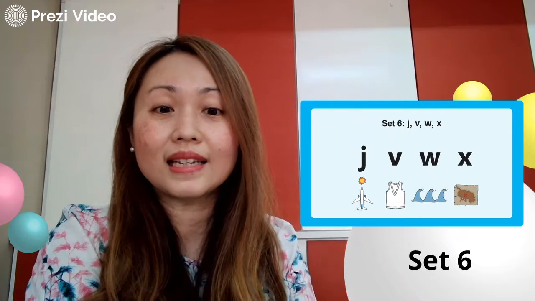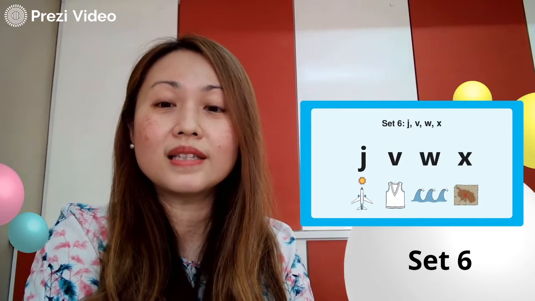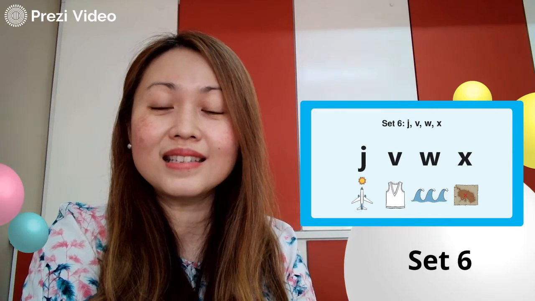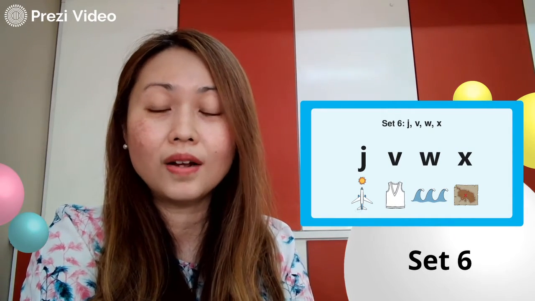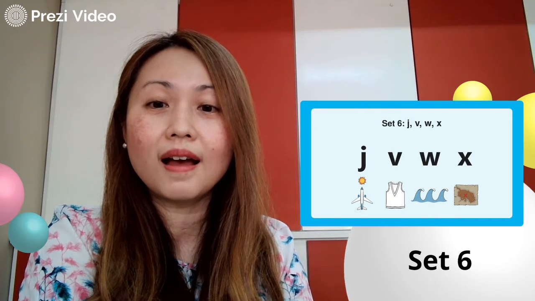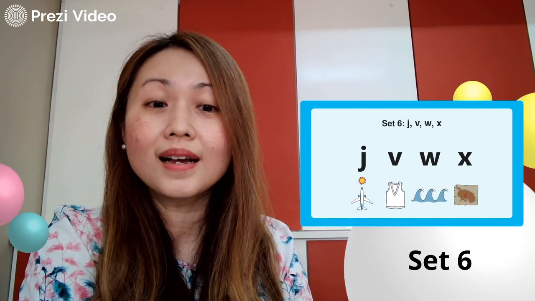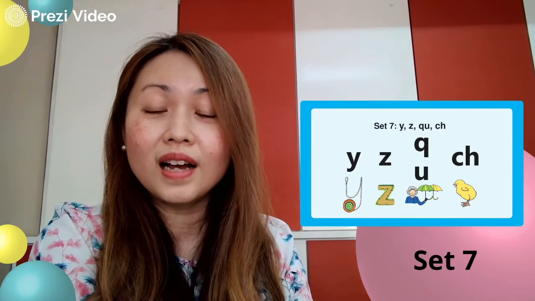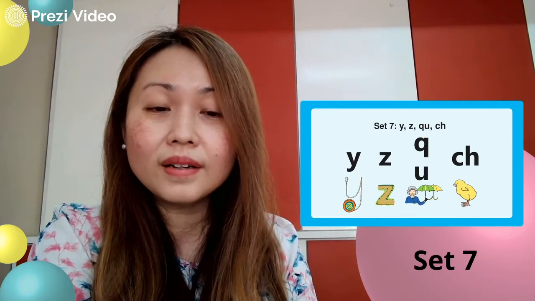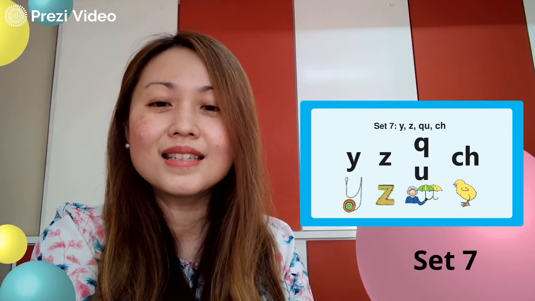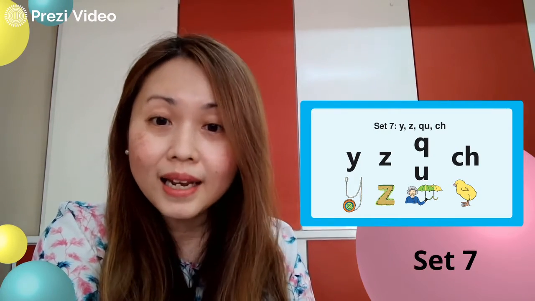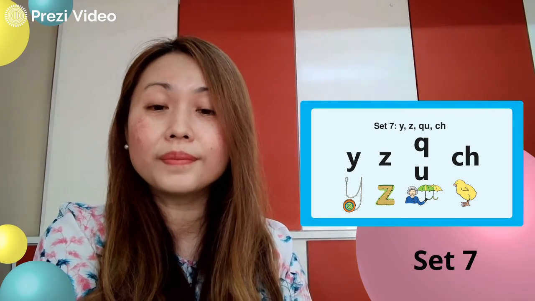In set 6, what we would go through is the remaining single phonemes and graphemes for your child. In this case it is j, v, w, x, as well as the final set 7, which has y, z, qu, and ch. If you notice, this is the beginning of your digraphs.